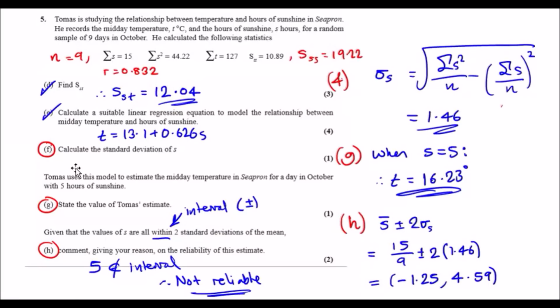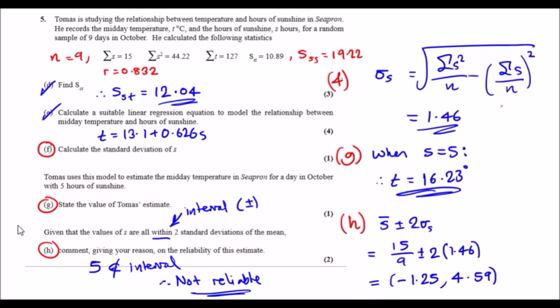So F, calculate the standard deviation of S. Okay, let's have a think. So the way I did this, I just used the standard deviation formula. Since we had the sum of S squared and the sum of S, you write down the general formula, which is the sum of S squared over N minus the mean squared, which is sum of S over N, and then you square root. Just do the simple maths over here, plug it in, you should get 1.46. Easy mark.